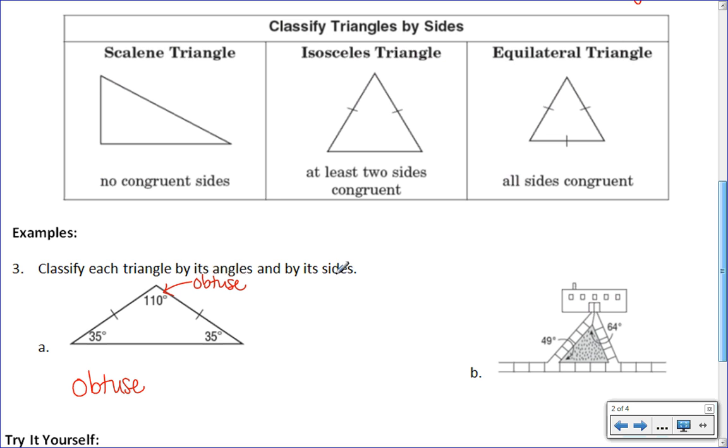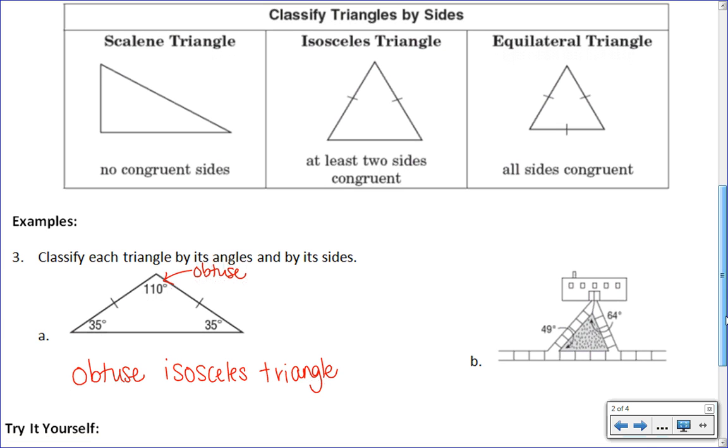Now to classify it by its sides, we want to ignore the angle measures and look at the markings on the sides. We see these 2 marks here showing that 2 of the sides are congruent. And an isosceles triangle has at least 2 sides congruent. So we would say that this is an obtuse isosceles triangle. This is classified by its angles because it has 1 obtuse angle, and this is classified by the sides because it has 2 congruent sides.